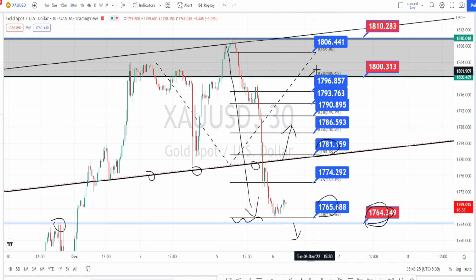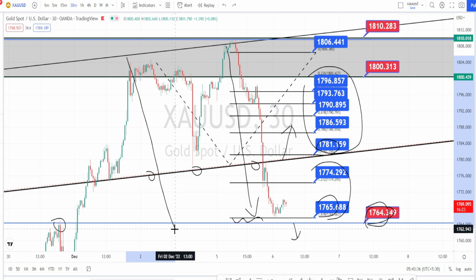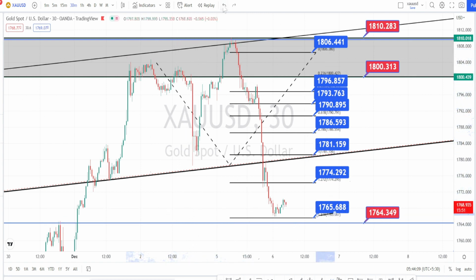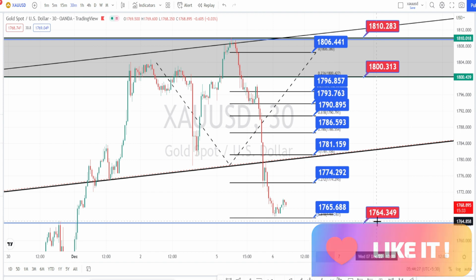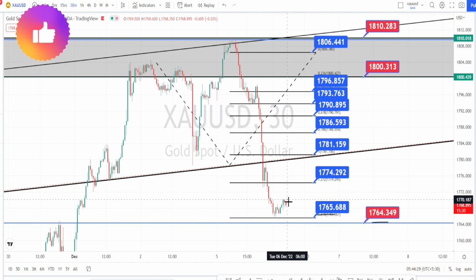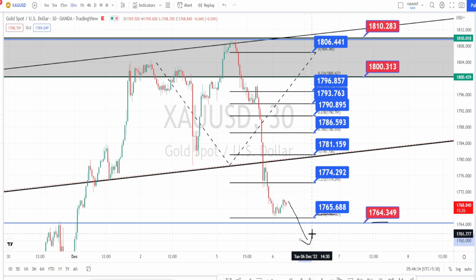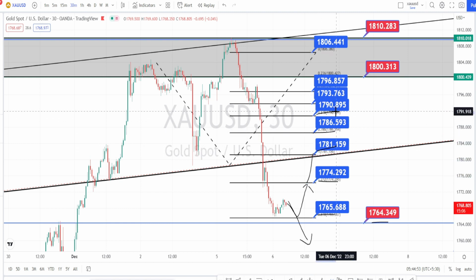But you can notice that there are plenty of resistance levels and support levels because the current price action is trading within a range. So currently the price action is trading on a support level of 1765, and if the price action breaks this support level between 1765 to 1764, we can expect the bearish trend to continue in the 30 minutes time frame. And if the price action bounces back from this support zone, the next level of resistance is going to be around 1774. The next levels of resistance are going to be around 1781, 1786, 1790, 1793 and 1796.